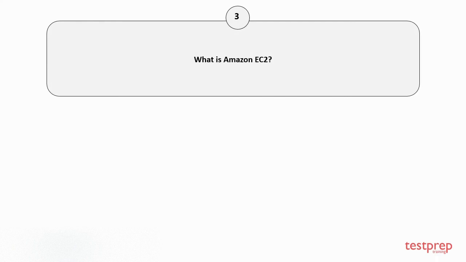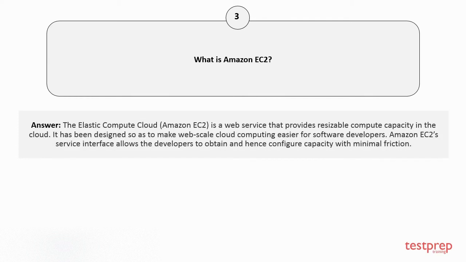Question number 3, what is Amazon EC2? Your answer is the Elastic Compute Cloud is a web service that provides resizable compute capacity in the cloud. It has been designed so as to make web-scale cloud computing easier for software developers. Amazon EC2's service interface allows the developers to obtain, and hence configure capacity with minimal friction.